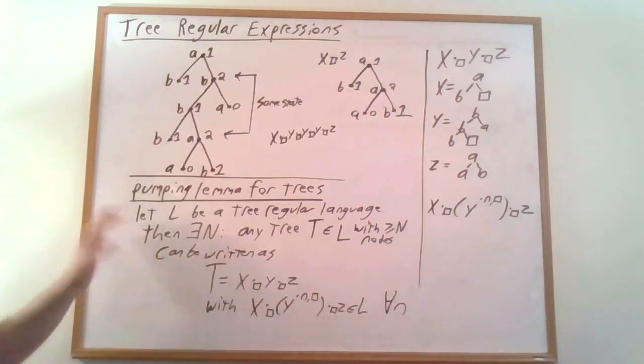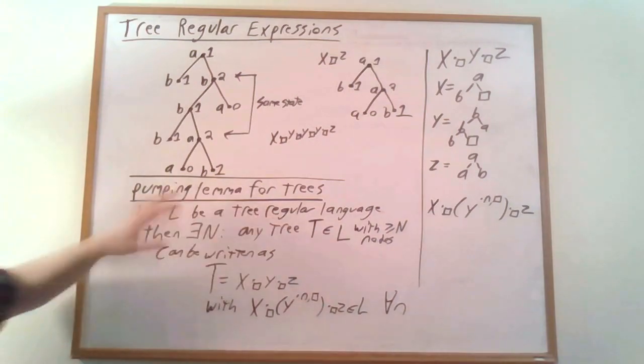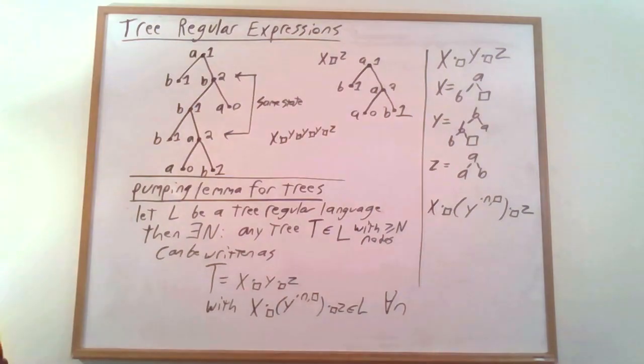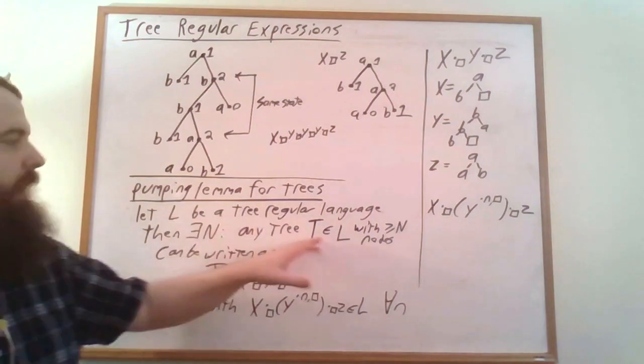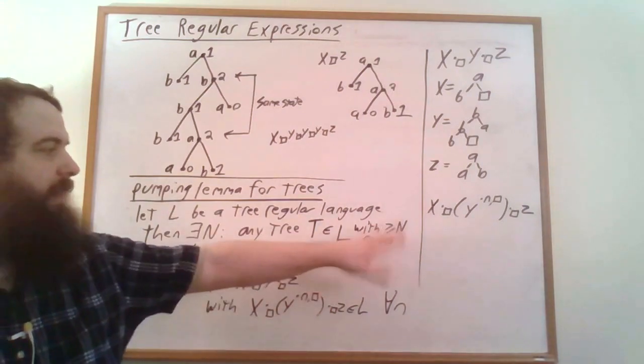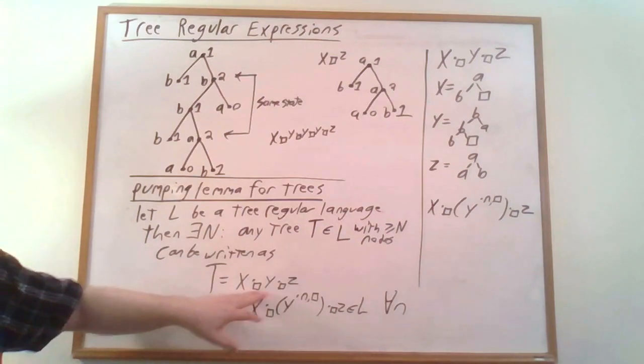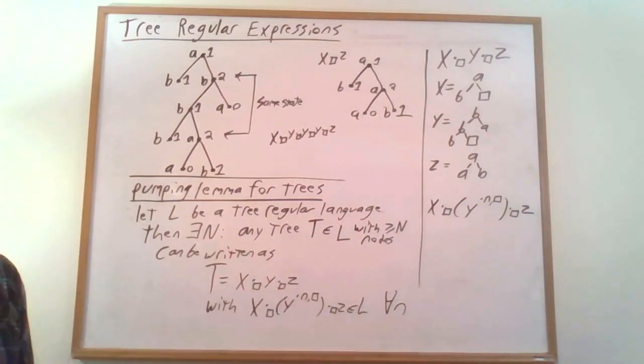So suppose that we have some sort of tree regular language L, then there's going to be some capital N, specifically enough to ensure that there exists a branch of length more than the number of states of the corresponding deterministic tree automaton. Alternately, you could just directly require that there exists such a branch, such that any tree in the language with at least n nodes can be written as X box concatenated with Y box concatenated with Z.